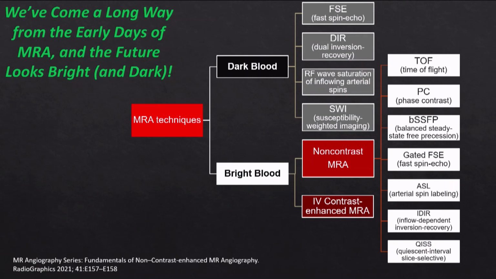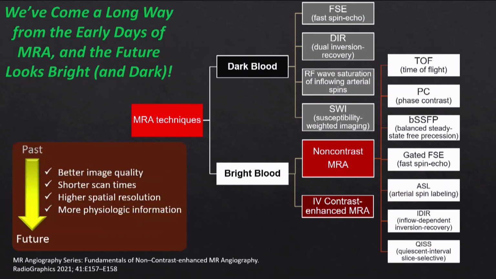So to conclude, we've come a long way from those primitive early days of MRA. The future looks bright and dark, I'd say, because I like dark blood imaging, if you get that. We're looking forward to better image quality, faster scans, higher spatial resolution, more physiologic information. But something we definitely need is a little bit more uniformity so that every MR scanner can do this stuff. And right now we don't have that. So looking forward to seeing the vendors pick up on that comment.